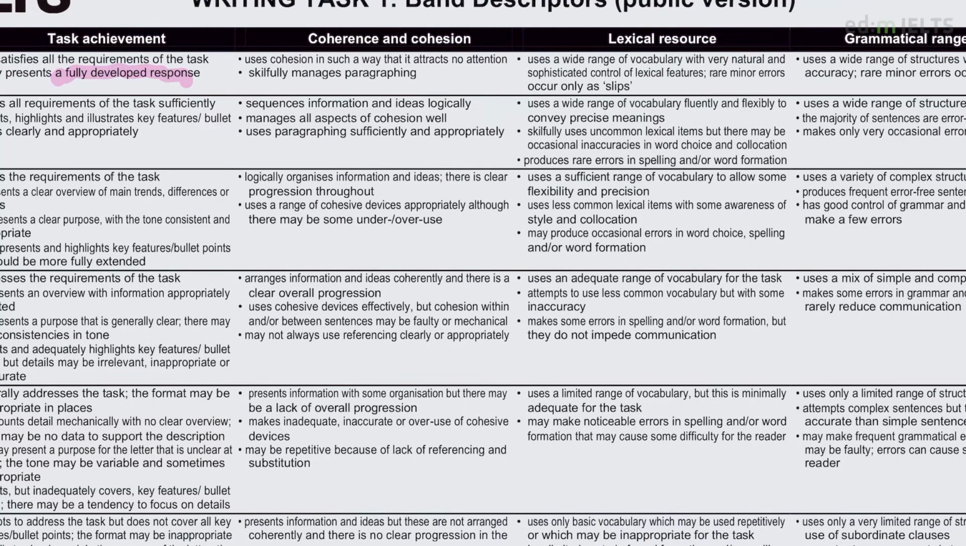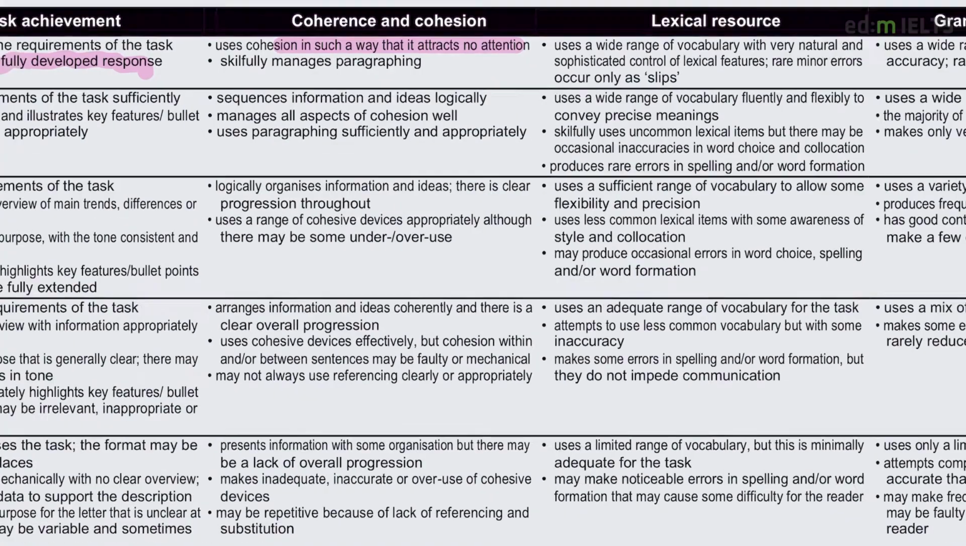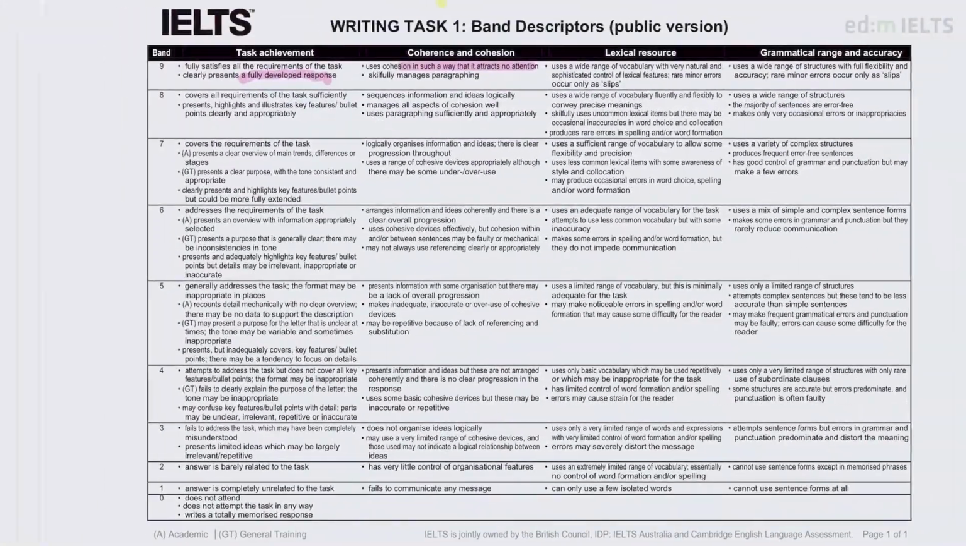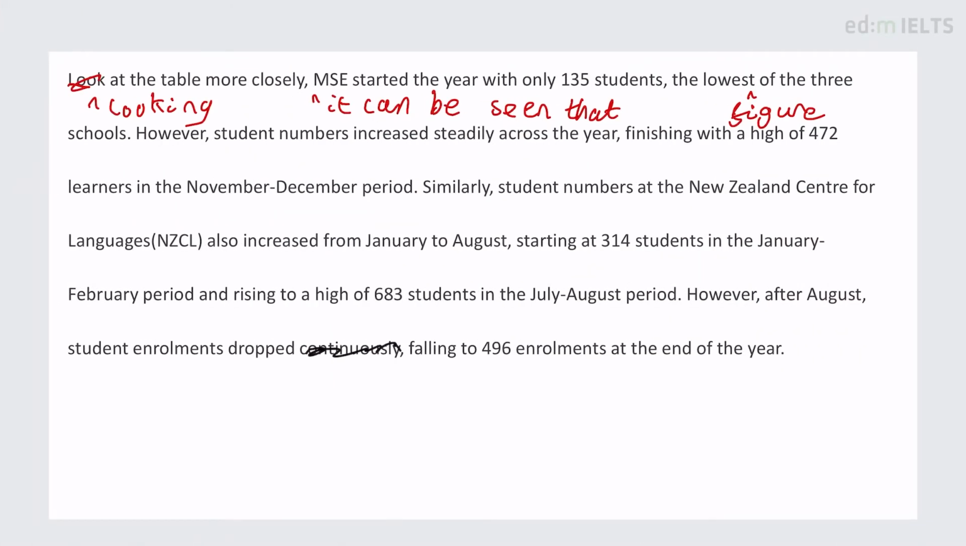Coherence and cohesion, well, to get 9, it has to be perfectly native-like. Basically, using cohesion in such a way that attracts no attention. I can't say that's true. Like here, for example, we don't have the lowest number, or the lowest figure, like the lowest what. If the word figure or number appeared earlier in the sentence, we could say the lowest, the lowest one. But it doesn't, and we can't.